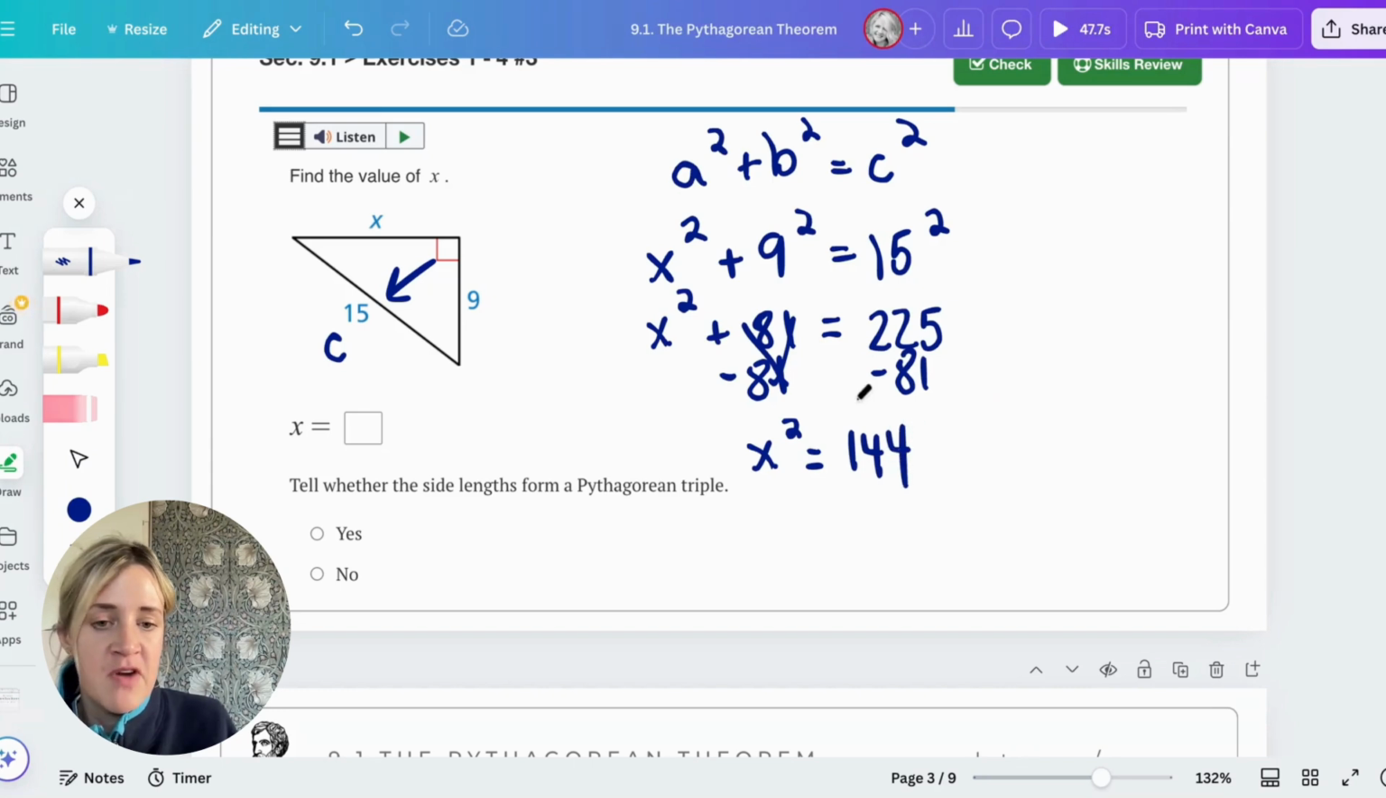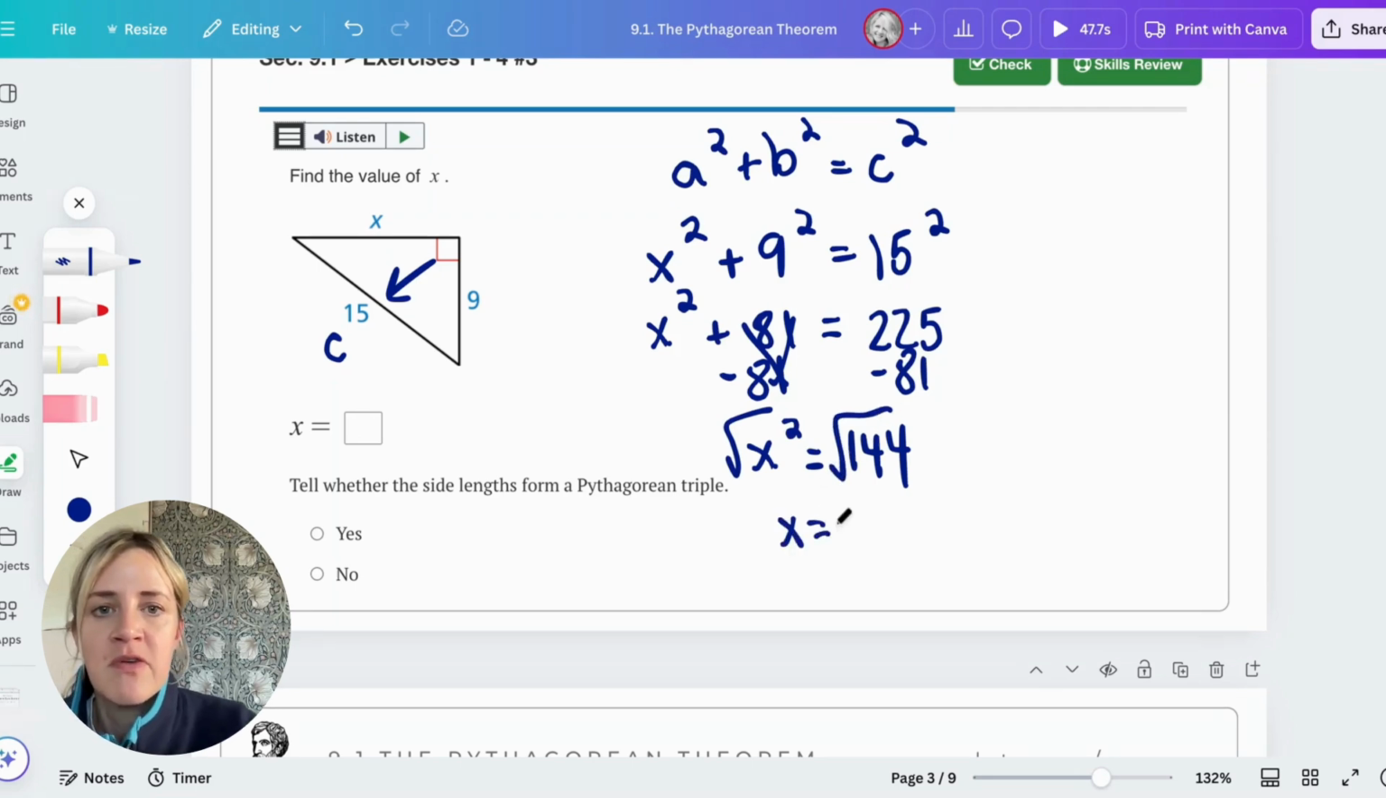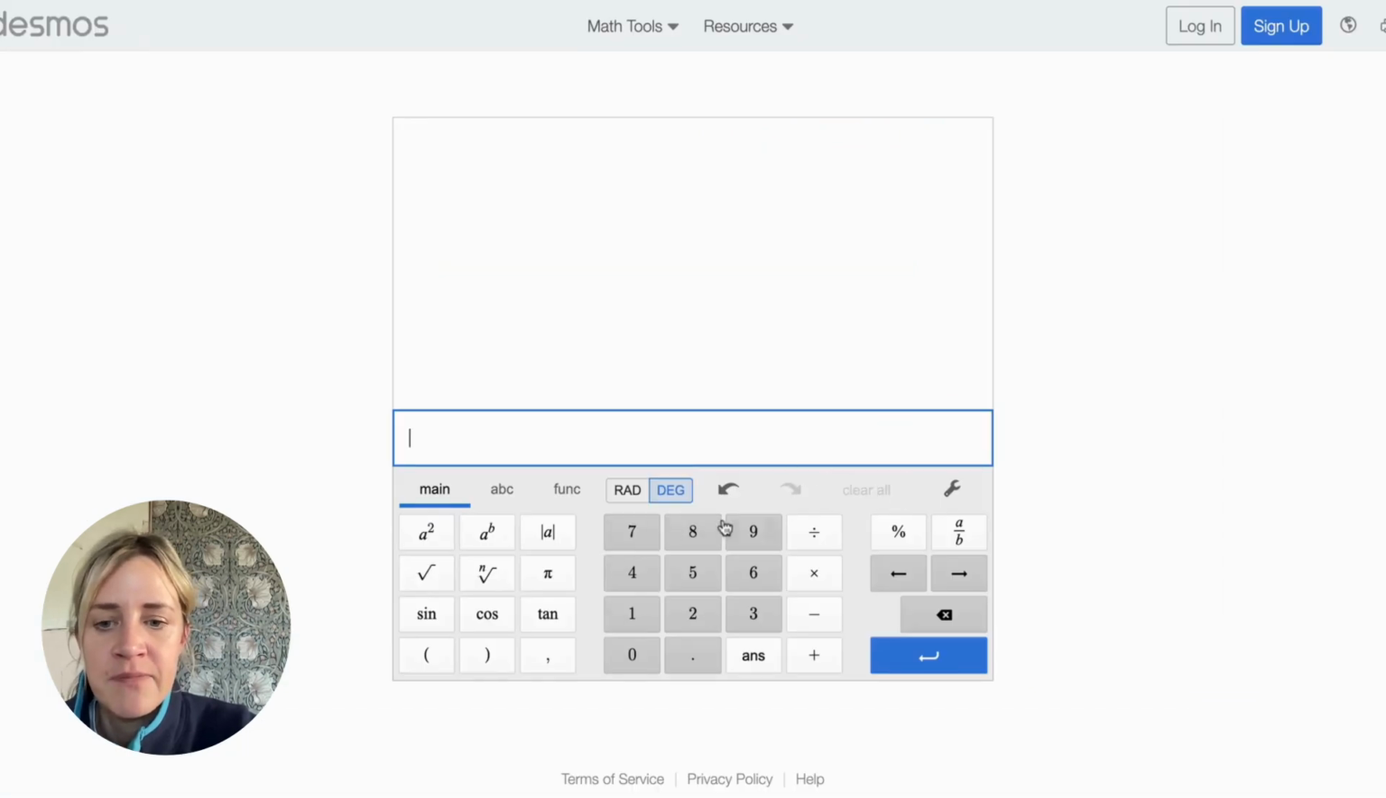And we want to solve this for x. Again, what number times itself is 144? So we're looking for the square root of 144. x equals the square root of 144. Put that in your calculator. It's 12. And some of you guys might have known that.